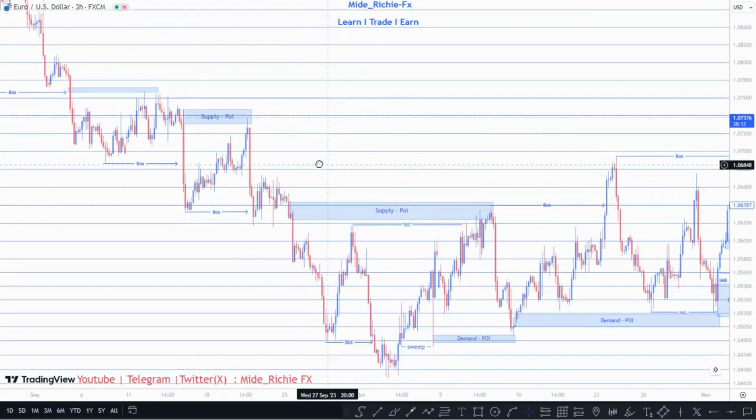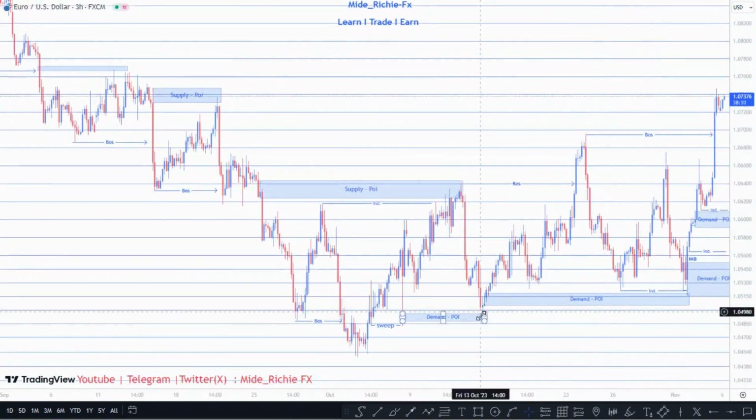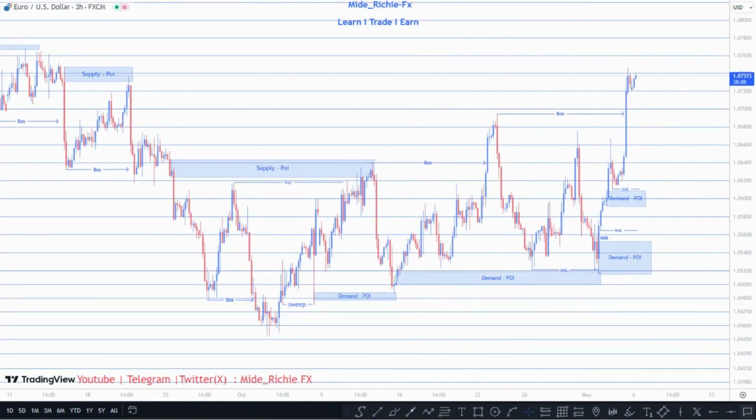I'm getting a lot of supplies, right? And then we can see that we had a flip. We had a change of character right at this point. You guys can see that we had the last block structure, then we had the supply zone mitigation, then we had a demand zone mitigation right here.